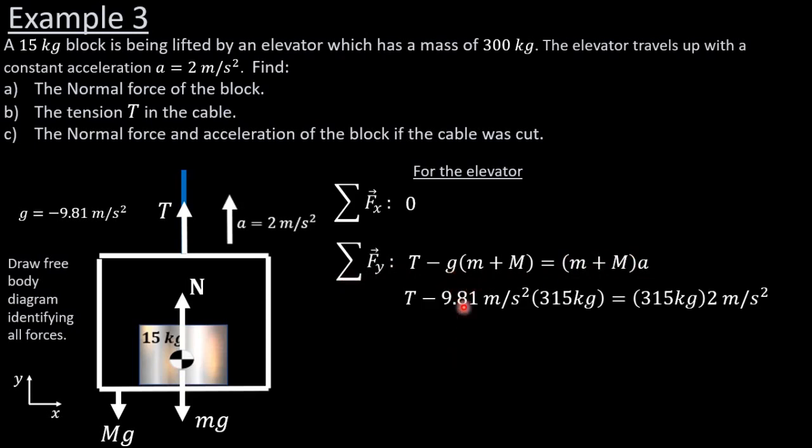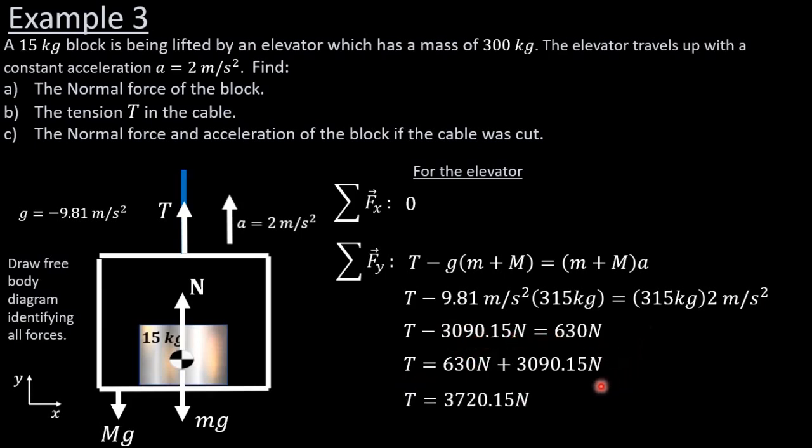So we substitute our numbers in. We knew g, we knew the mass of the block, we knew the mass of the elevator, and then we add them together to get 315 kilograms. And it was the same thing here, so 315 kilograms, and we knew a was 2 meters per second squared. So add 3090.15 newtons to both sides to get this. Simplify that down to get T equals 3720.15 newtons. And that is the answer to part B.